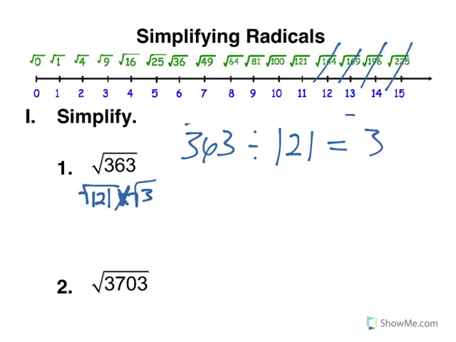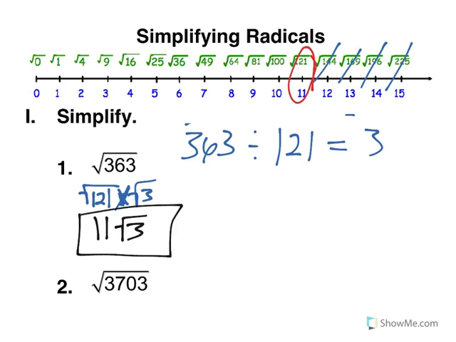I haven't changed it. Now when I look at this, the square root of 121, if we look at our number line up here, is 11. So I have 11, and then I still have the square root of 3. And so this would be my simplified answer.